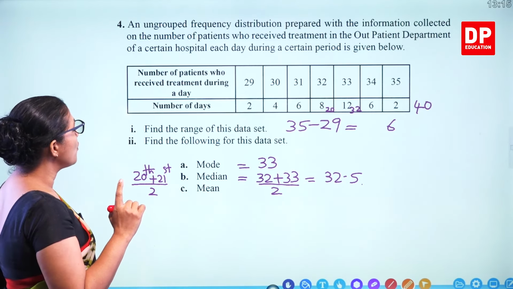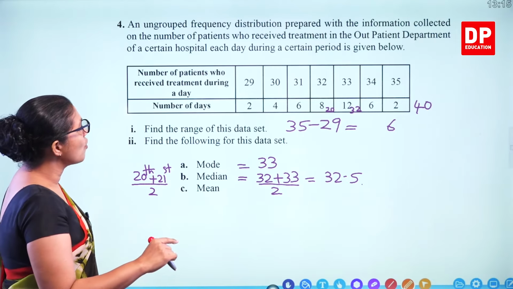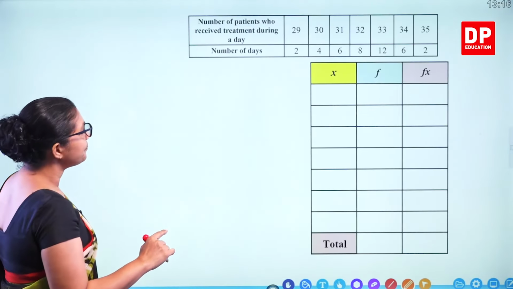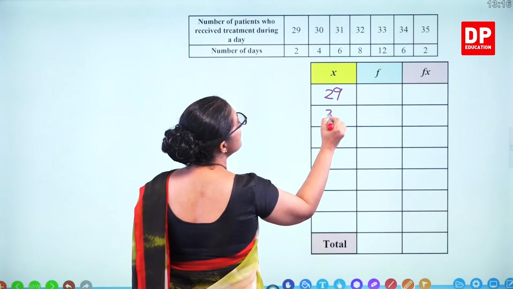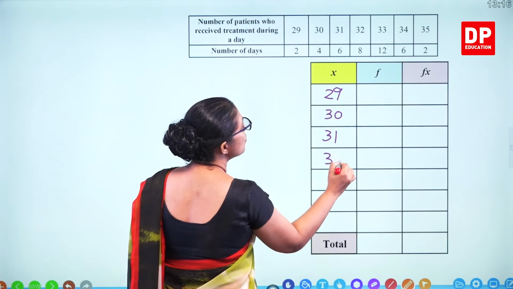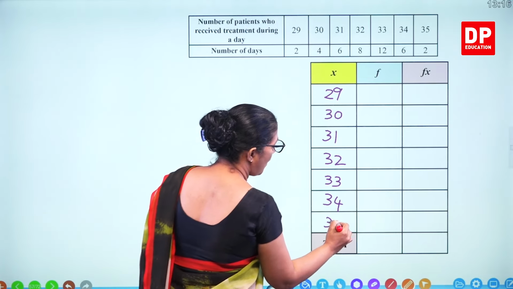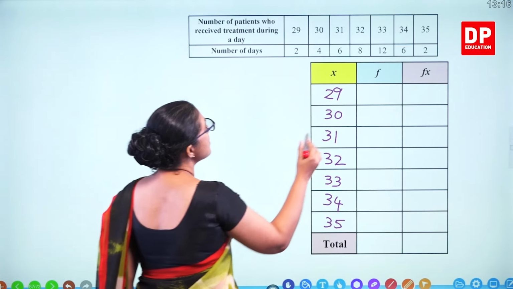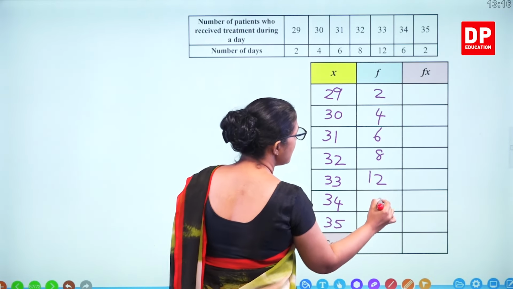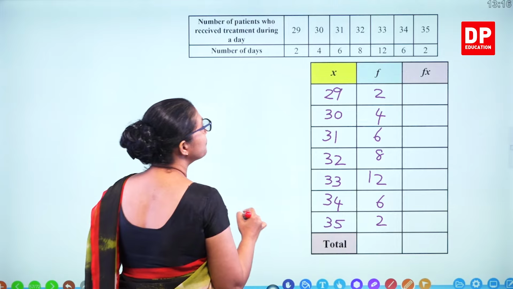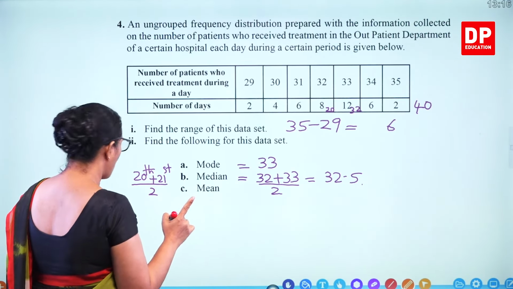So how do you find out the mean? To find out the mean, you need the fx column. So we'll do that. The x values are 29, 30, 31, 32, 33, 34, 35, and the frequencies are 2, 4, 6, 8, 12, 6, 2. So what's the total we found? 40 is the total here.